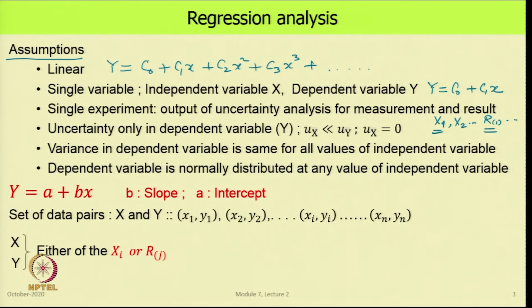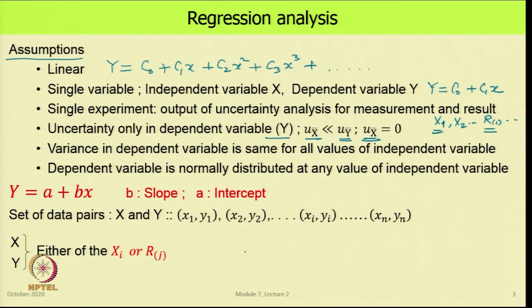Then we said that uncertainty is there only in the dependent variable y. In other words, uncertainty in the independent variable is very much less than uncertainty in the dependent variable, and for all practical purposes we could say that u x bar, which is uncertainty or variance in the independent variable, is 0.